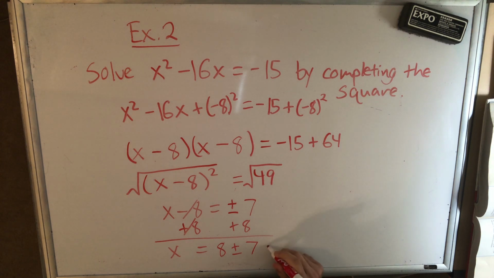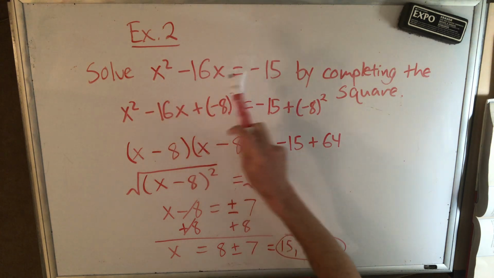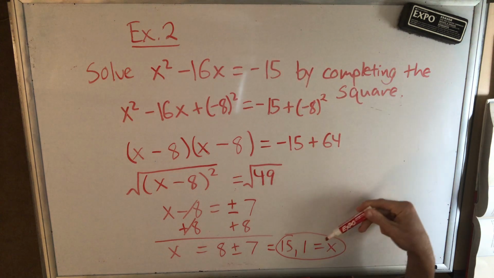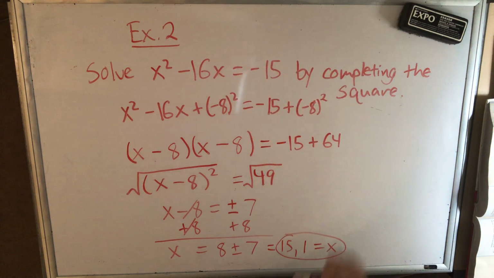So there are 2 answers, 8 plus 7, which is 15, and 8 minus 7, which is 1. So x equals 15 and 1. And the way you can check your answer is substitute in 15 for both x's in the original equation and see if it produces a true equation, which it would, and then doing the same thing for 1, which would also form a true equation.